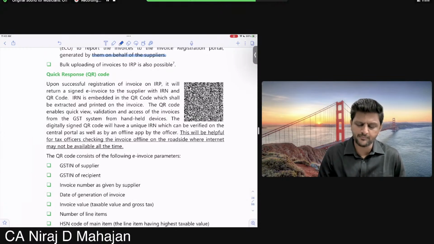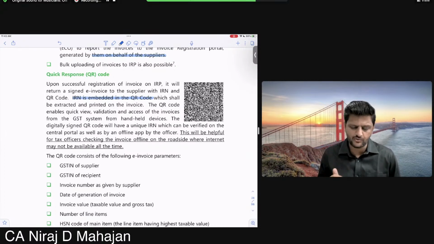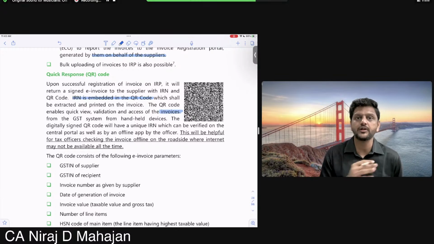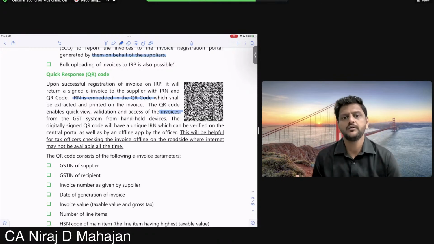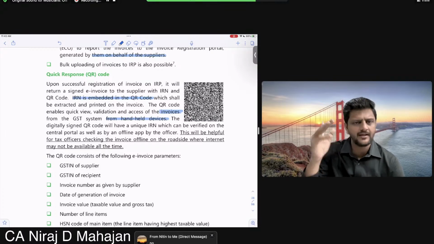Which shall be extracted and printed on the invoice. The QR code enables quick view, validation, and access of the invoice details. Pay attention now. From the GST system, that means directly, but you can confirm from the GST software, GST common portal, GST system, from handheld devices, mobile. So anybody can, but is there a lag? Anybody can quickly check the details of the invoice just by scanning the QR code.